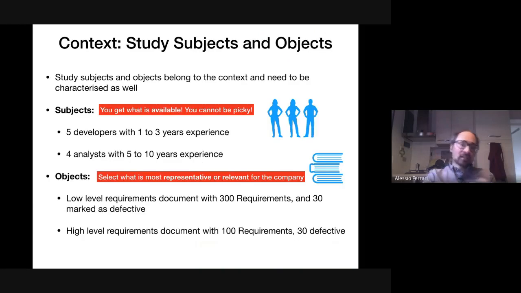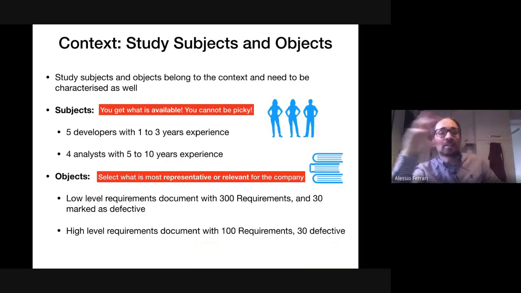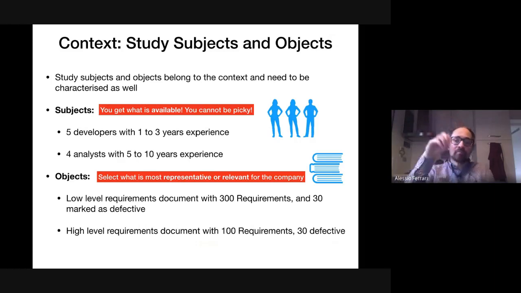So context, we said at the beginning, is made of study subjects and objects. They are characterizing the context, but they have to be characterized in more detail, because they are the actual subjects and objects involved in the study. For subjects, of course, you can choose, but you get what the company gives you. Well, you get the people that are available, and you cannot be much picky. So try your best to select, but in most cases it is the company that decides.